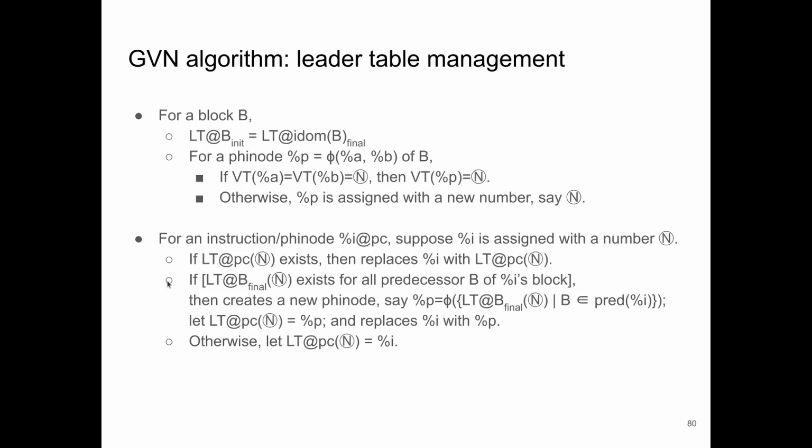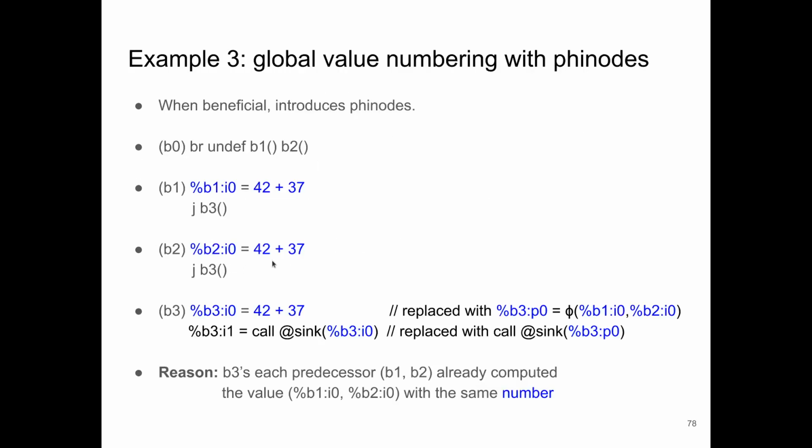And the second case is dealing with such a case like example 3. So here, at this point of time, number 2, for example, has a valid value for each predecessor. So this B1, which is a predecessor of this B3, has a valid leader for number 2. That is B1's I0. Similarly, in B2, this computation has a number.